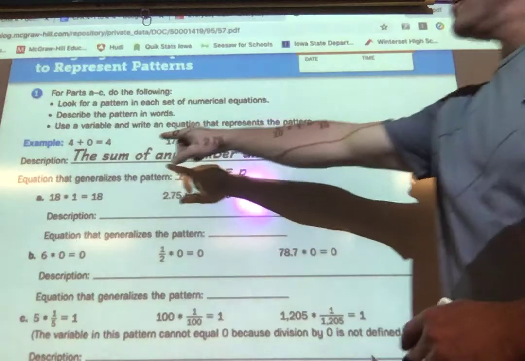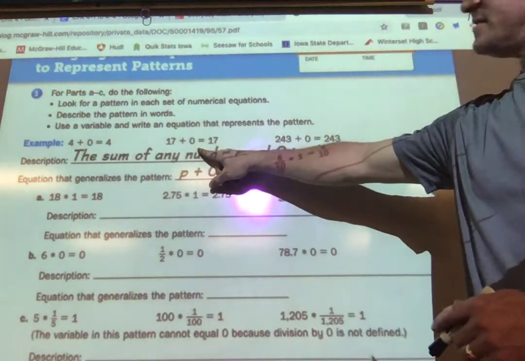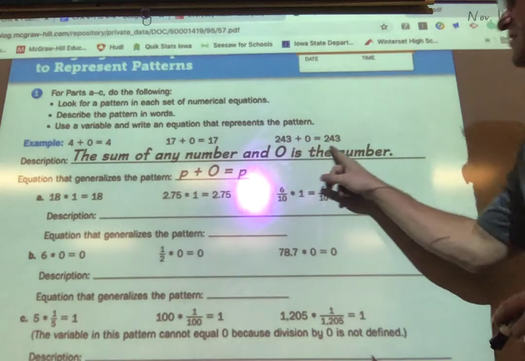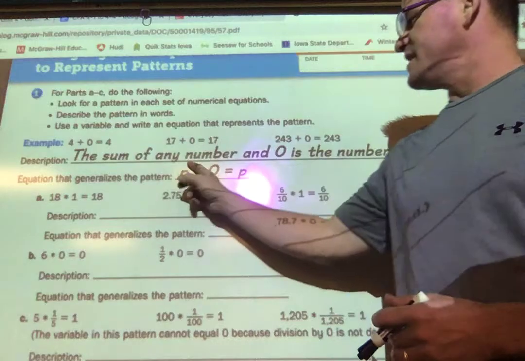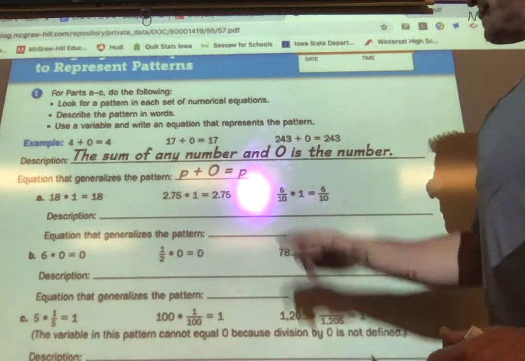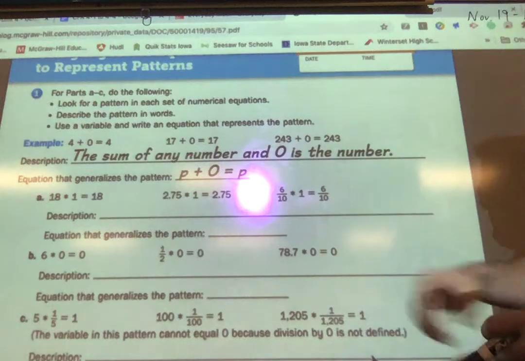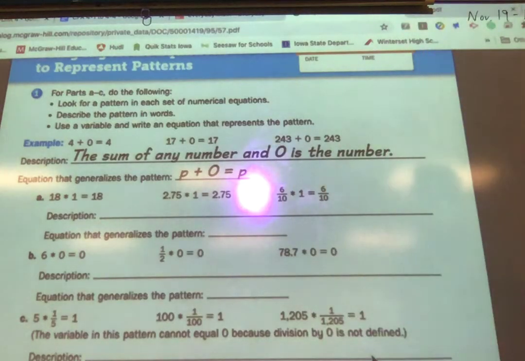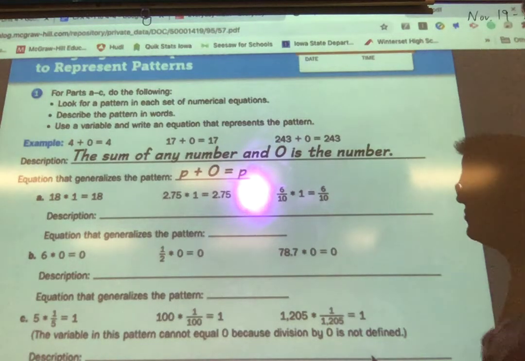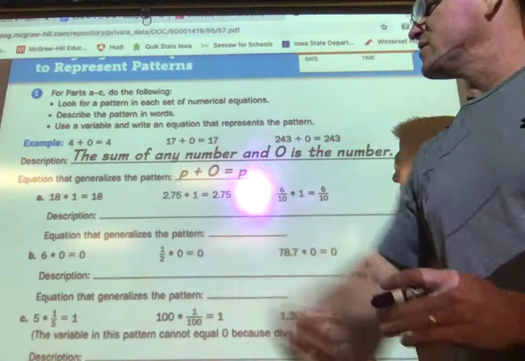So in the example, pretty easy one here. 4 plus 0 is 4. 17 plus 0 is 17. 243 plus 0 is 243. So to describe this, we would say the sum of any number. We know sum means addition. The sum of any number and 0 is always that number. Or I might write anything plus 0 always equals the same thing. All right, it keeps its own identity. That's just a simple identity property of addition. All right, so pretty easy to describe that and see what's going on in every one of these.